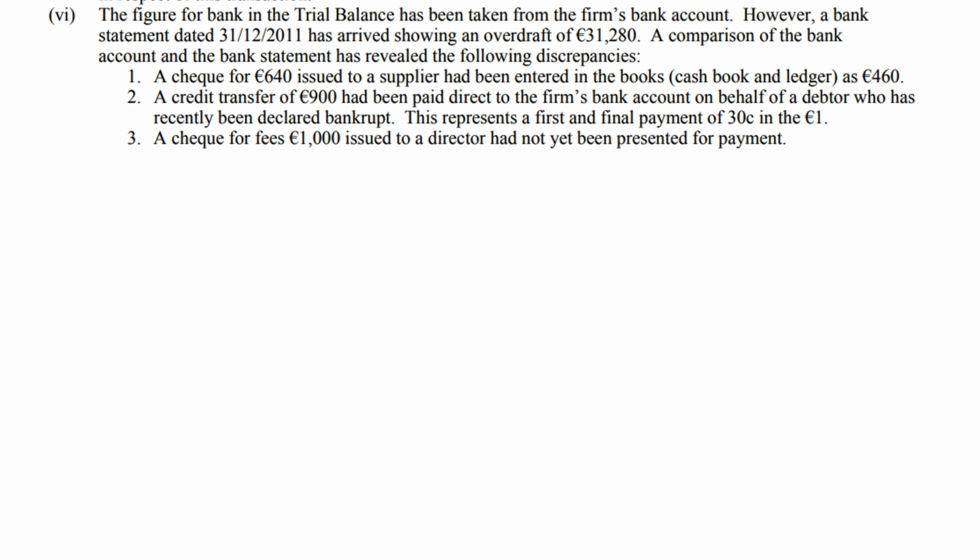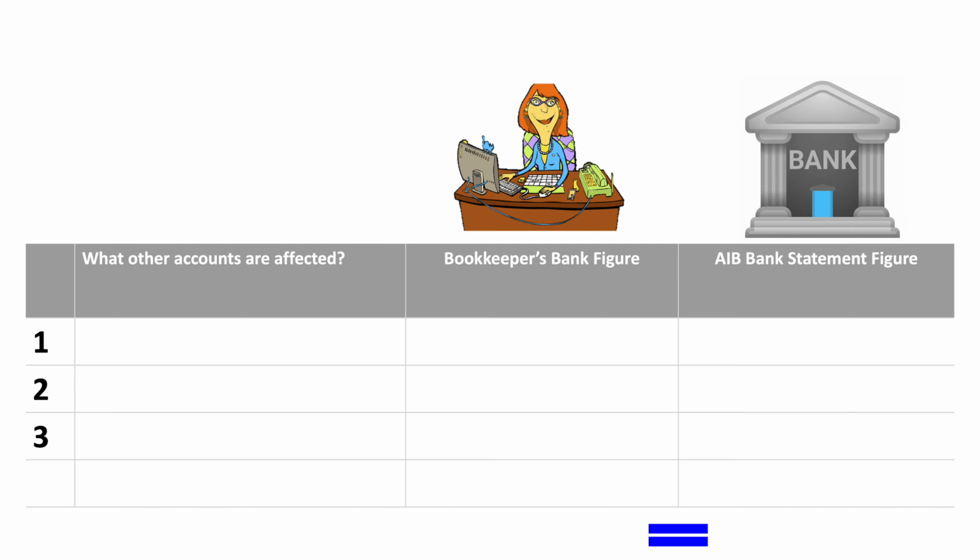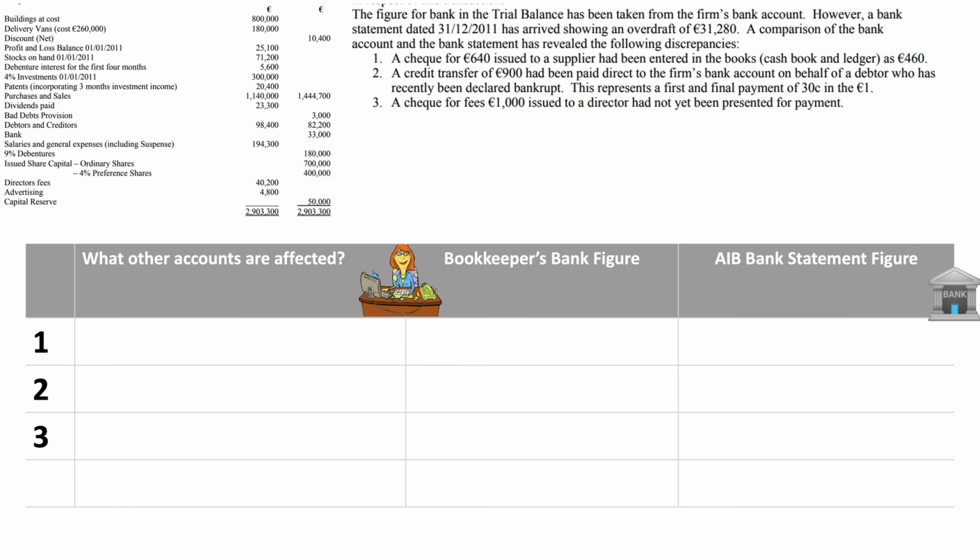Number 1, a cheque for 640 issued to a supplier had been entered in the books, the cash book and ledger, as €460. Number 2, a credit transfer of €900 had been paid direct to the firm's bank account on behalf of a debtor who has recently been declared bankrupt. This represents a first and final payment of 30 cent in the €1. And number 3, a cheque for fees €1,000 issued to a director had not yet been presented for payment. Okay, so let's take a look then.